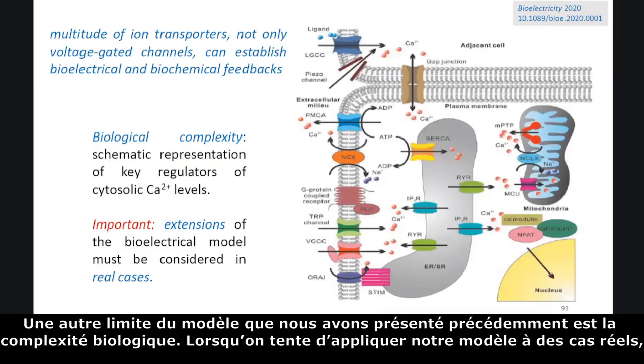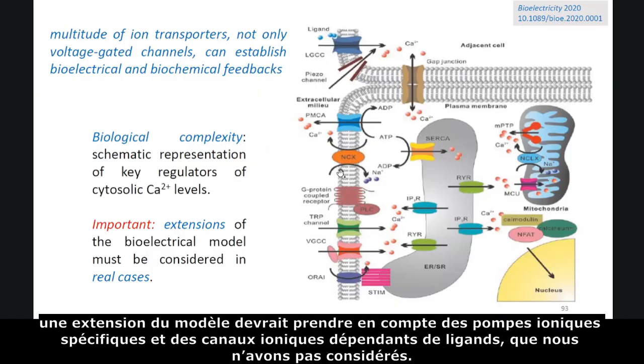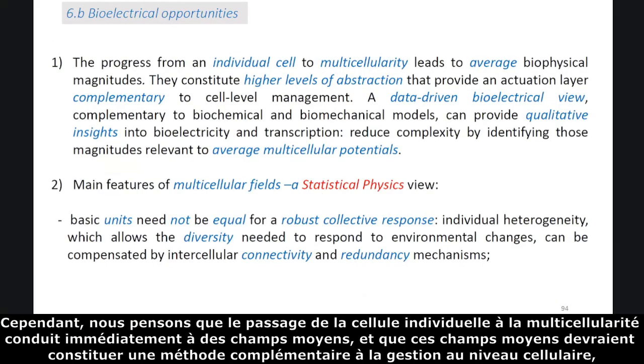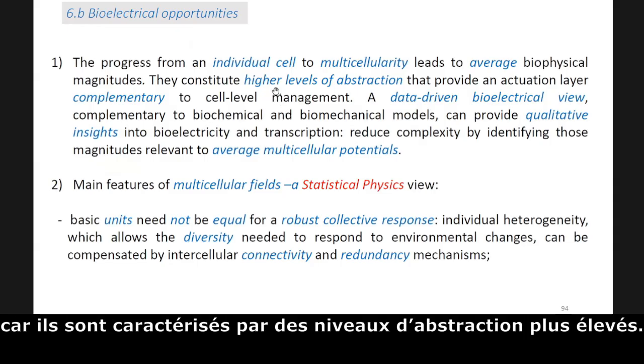Again, another limitation of the model we have explained before is biological complexity. When trying to apply our model to real cases, an extension of the model should consider specific ion pumps and ligand-gated ion channels, which we have not considered. But again, we think that the progress from individual cell to multicellularity immediately leads to average fields. And these average fields should be a complementary method to cell-level management, because they are characterized by higher levels of abstraction.